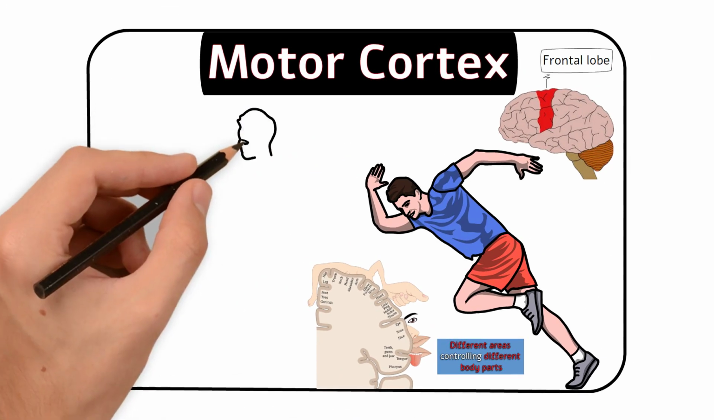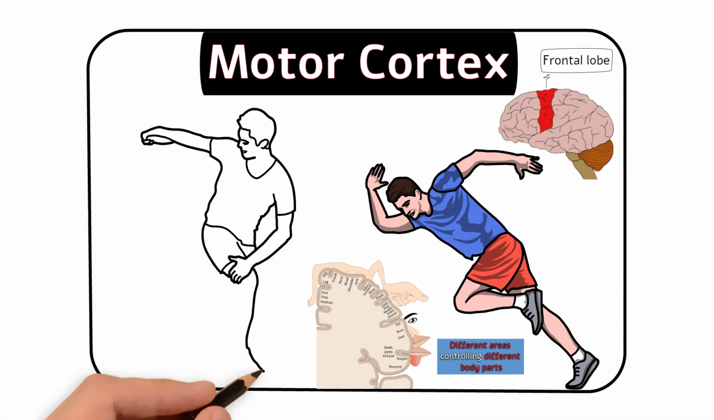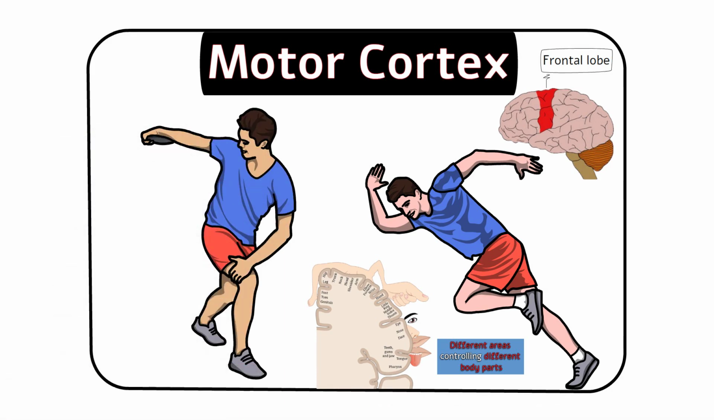The size of the cortical area devoted to a body part reflects the precision of movement required rather than the size of the body part.